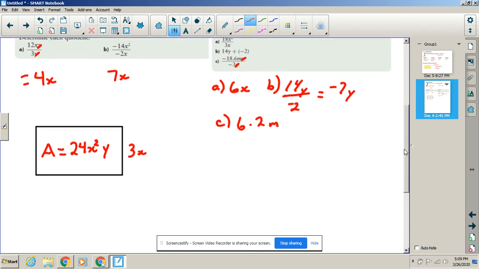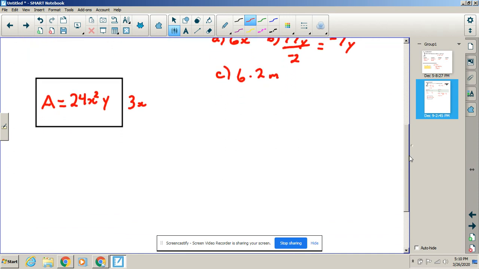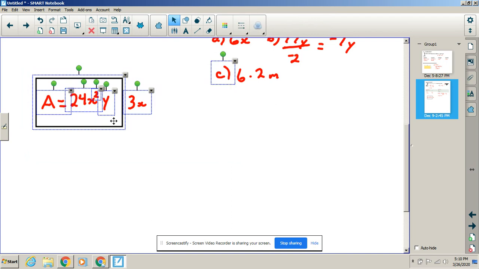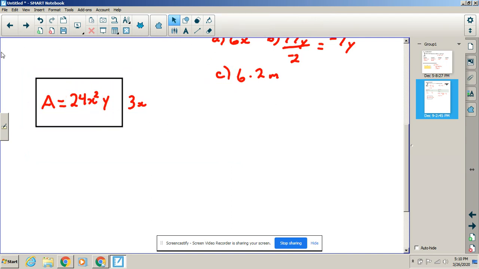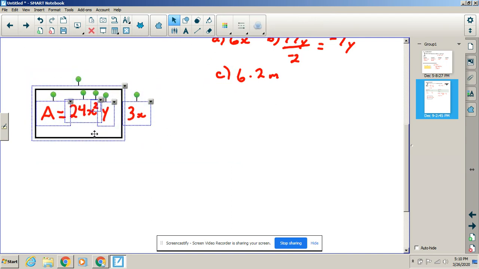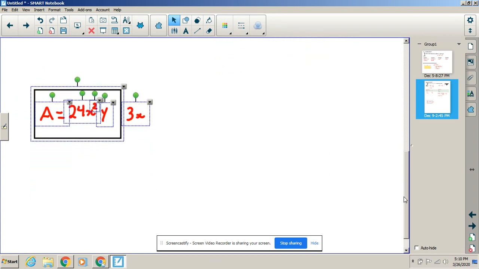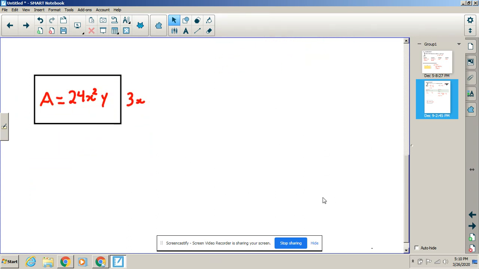Again, the other type of question that you might see is if they put in an application type question. I'm just going to grab this and move it down here a little bit so I have a little bit of room to work. And in this one, they're giving me the area of a rectangle is 24x squared y, and they're giving me the width as 3x, and they're asking me to find my missing dimension, which is the length.